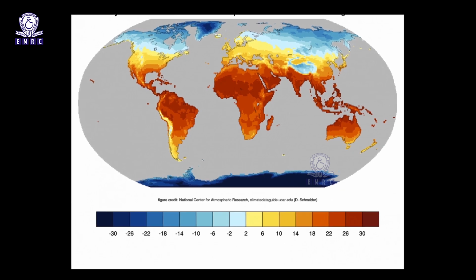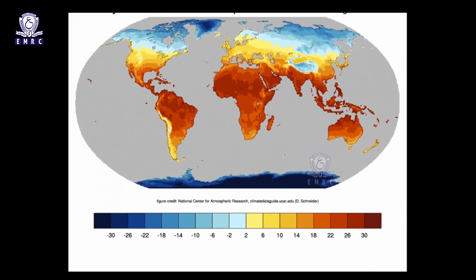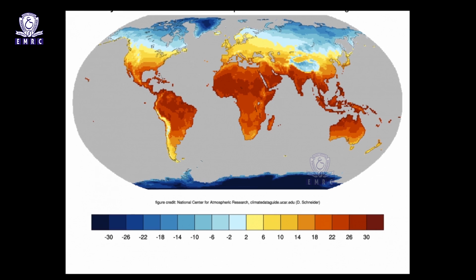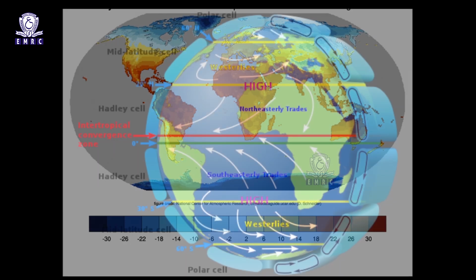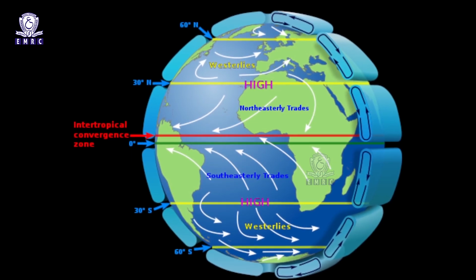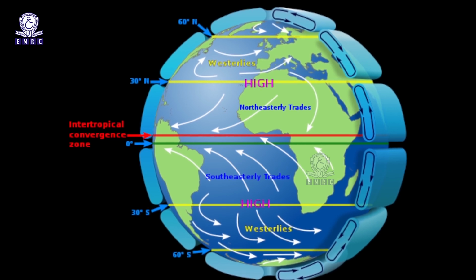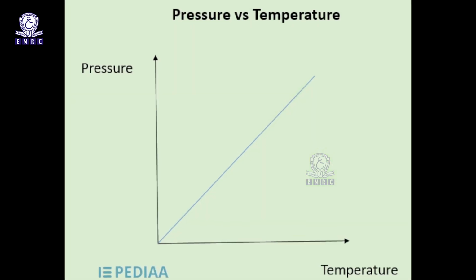Factors which control the distribution of temperature on the Earth's surface equally govern the distribution of the pressure as well. This is mainly due to the fact that there is a close relationship between pressure and temperature. Since there is a great variation in the amount of insolation received at different parts of the Earth's surface, there is a corresponding variation in the temperatures also.